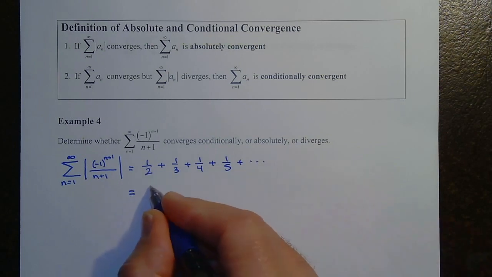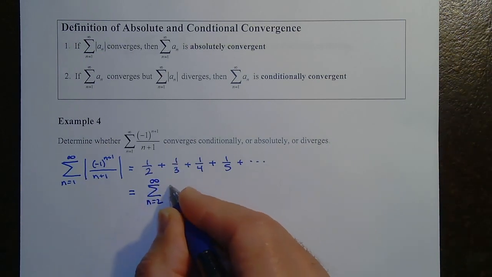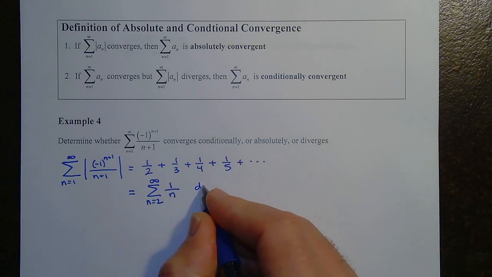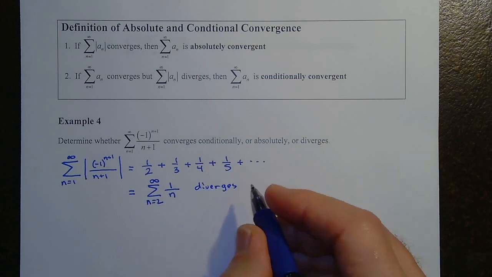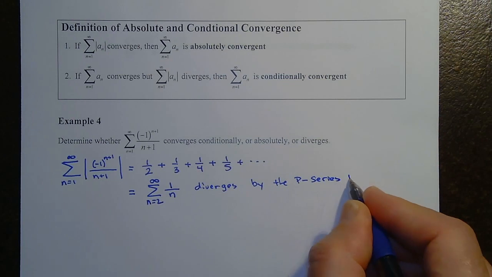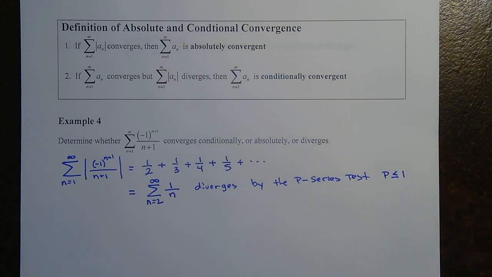So another way of writing this is sigma, and we could start this at n equals 2 to infinity, because you can see that this is 1 over n. I want to write it as 1 over n because then I can use the p series test. What do we know about this series? It diverges, because for it to converge, p would have to be greater than 1. So we know that this diverges by the p series test, because p is less than or equal to 1, and whenever it's less than or equal to 1, it's going to diverge.